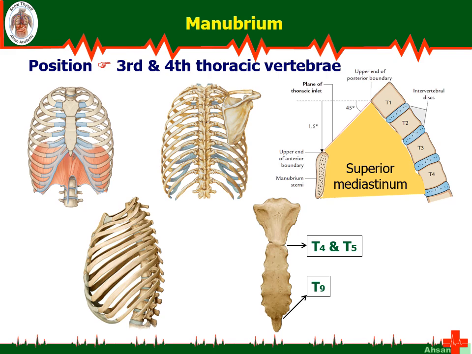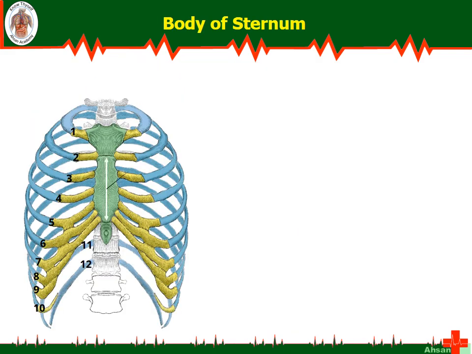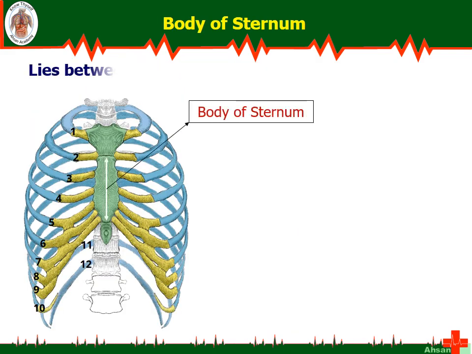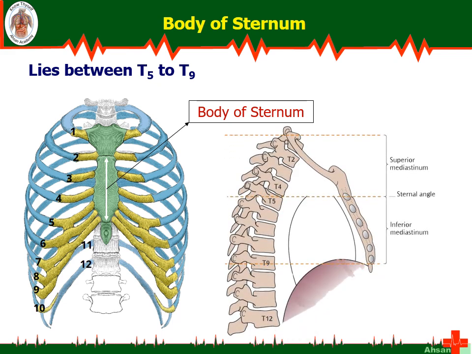The superior mediastinum is anteriorly bounded by this manubrium sterni, and the joint between the manubrium sterni and the body remains at the level of the intervertebral disc between the fourth and fifth thoracic vertebrae. So the body remains at the level of thoracic 5 to thoracic 9 vertebrae. This is the body you can see in the thoracic cage, and it lies at the level of thoracic 5 to 9 vertebral bodies. So this is forming the anterior wall of the inferior mediastinum.